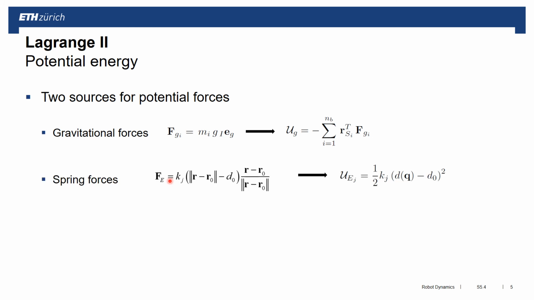The second source of potential energy is springs. For springs, we know how to calculate the energy. We have the force, which depends on the spring constant and its offset, and then we have the direction of it. And then if you want to calculate the potential energy, all we need to know is 1/2 k times displacement squared, and that gives you the total potential energy, which you can then use in the Lagrange method.